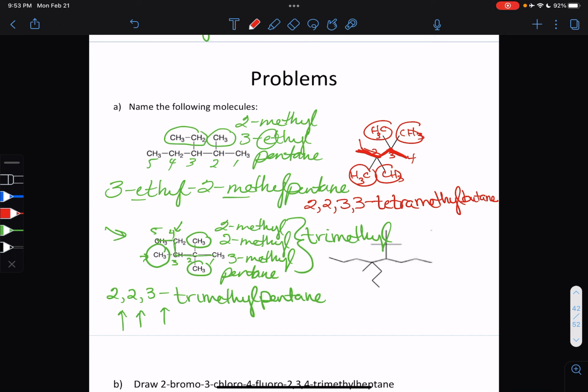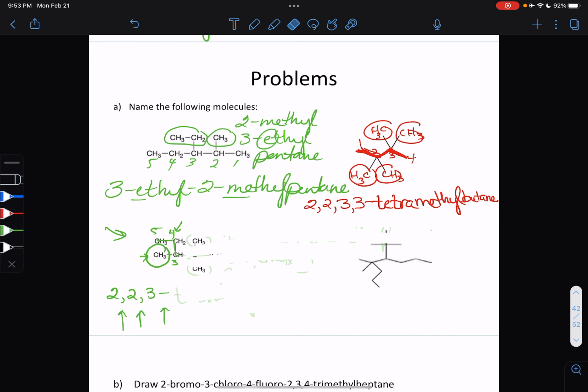Alrighty. Let me do a little bit of erasing over here. Give myself some space for this beast over here.